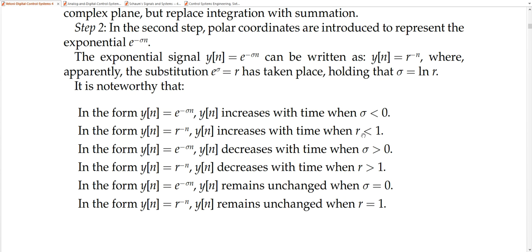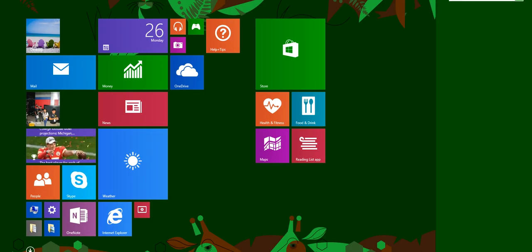Okay, so when r is less than 1, a negative raised to the power of a negative would be a positive, so increasing again. When your lambda is greater than 0, so when you're positive, then e to the negative n, the value of your e as lambda increases will decrease. So do you get me? I hope you are able to solve.